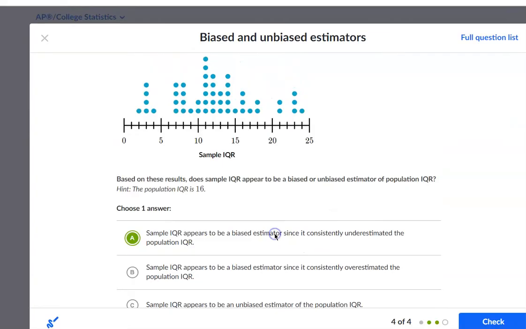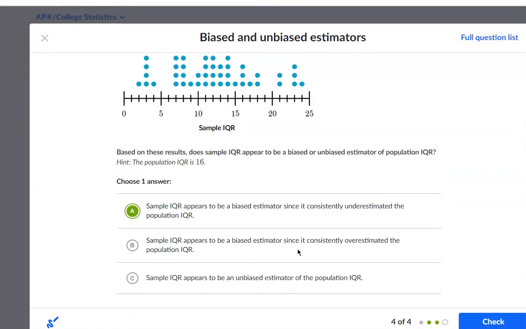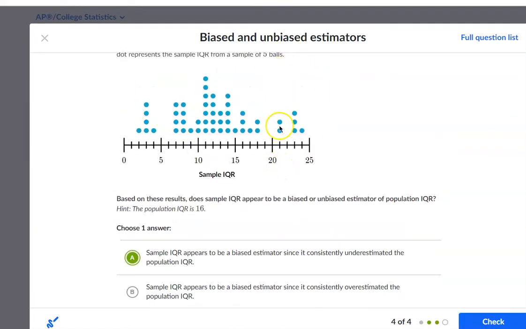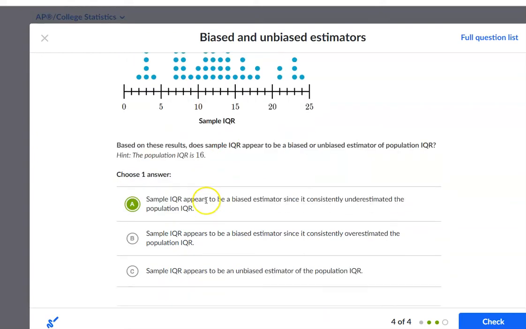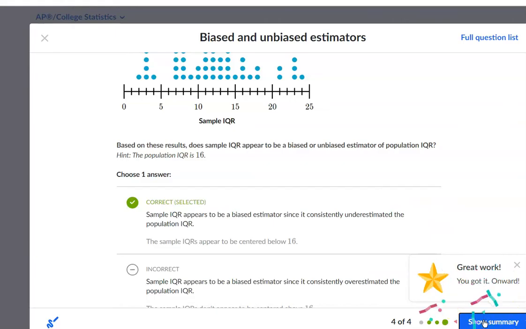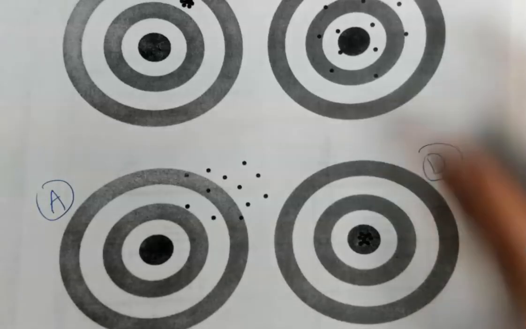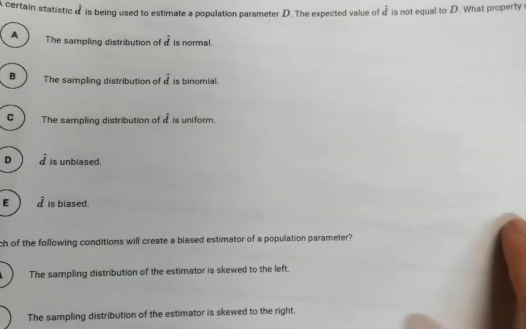All right, I hope you said A. We're saying A here because the results of the sample IQRs are not very accurate. The true IQR is at 16, and most of these samples are below. So that means that these samples underestimate because they're typically below what the actual IQR is. So it's consistently underestimated. All right, let me go ahead and go back to the document camera so I can show you guys some College Board questions.